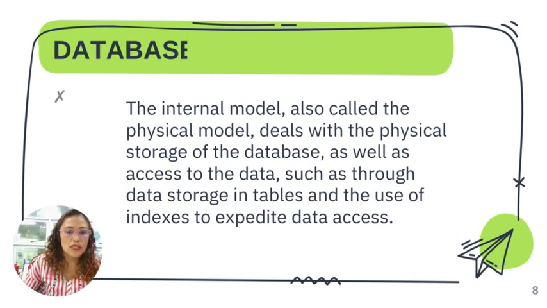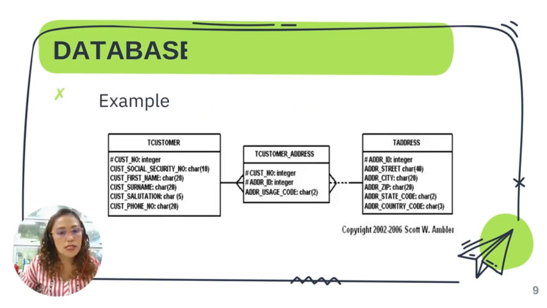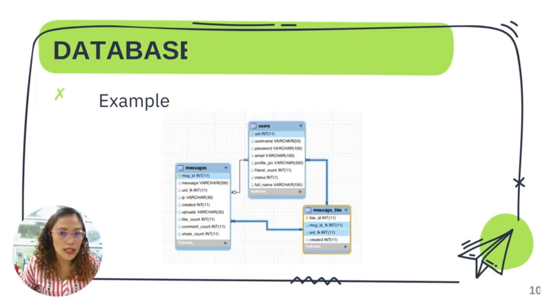Also in this physical model, you can see where these attributes are stored in the tables. This is an example of the physical model or internal model. You will know that it's the physical model because you can see there the primary key and foreign key definitions. Then you can also see there the data types.